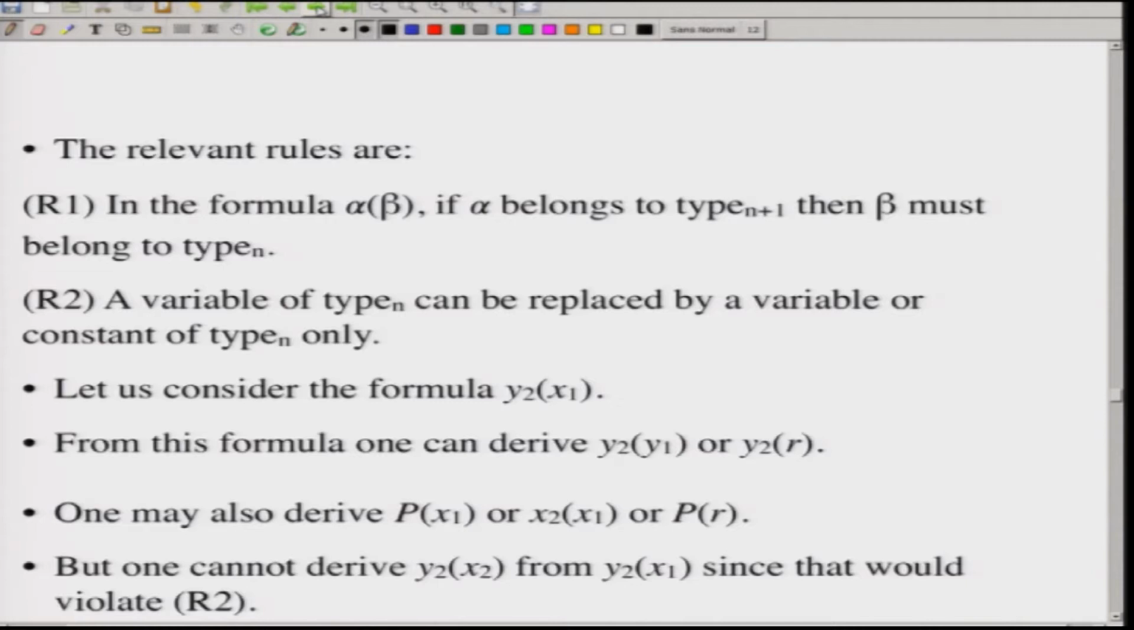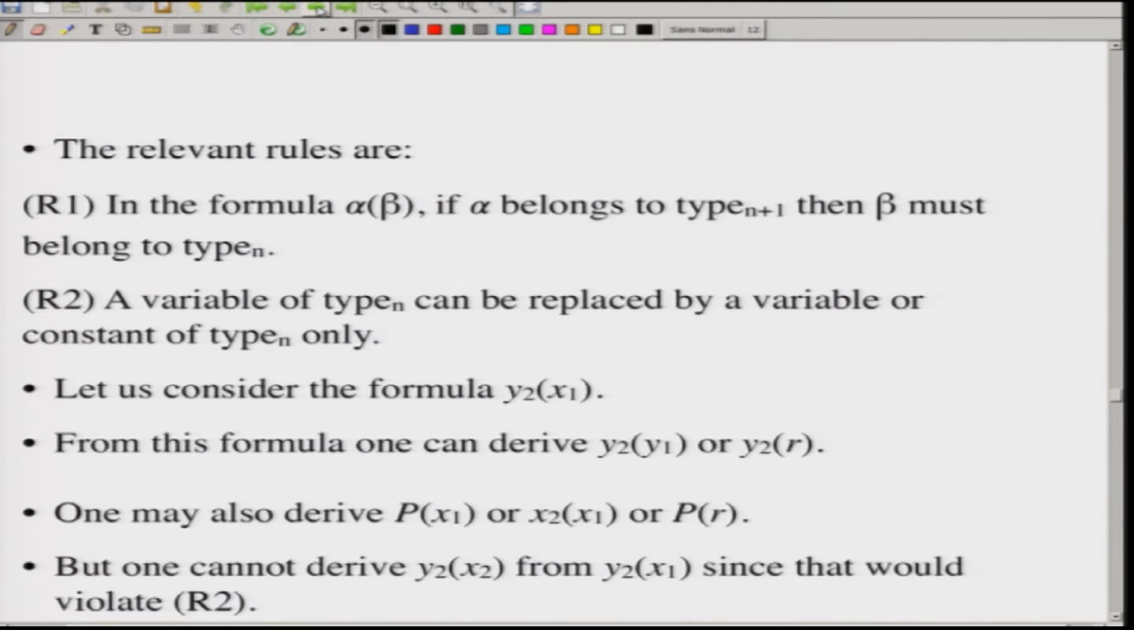Now, the relevant rules are R1: in the formula alpha beta, if alpha belongs to type n plus 1, that is one step higher, then beta must belong to type n. Once again, this is put very loosely. Russell's rules are far more stringent and formal, but we are doing it informally. R2: a variable of type n can be replaced by a variable or constant of type n only.